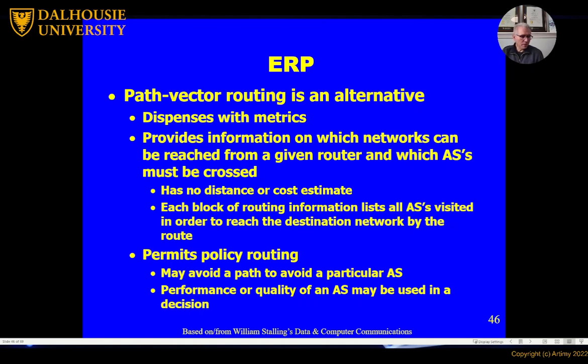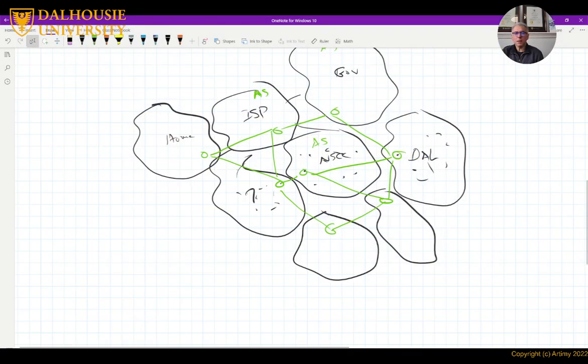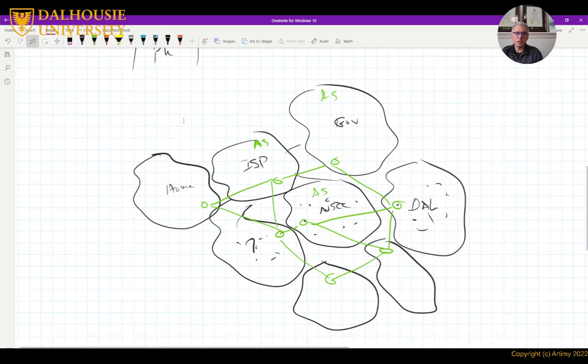In path vector routing, each router keeps information, or saves information, about the autonomous systems needed to reach a destination. So autonomous systems have to be numbered to be useful. So autonomous system 1, autonomous system 3, autonomous system 2, autonomous system 7, 5, autonomous system 9, autonomous system 8, autonomous system 6, right? So they have to be numbered.